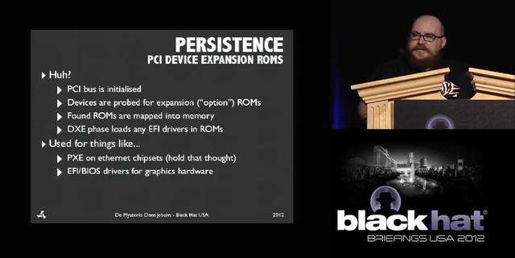The DXE phase loads any drivers that have been found in expansion ROMs. This is used for things like PXE, and also graphics hardware, so that the graphics card can provide a driver to the BIOS or UEFI in order for it to communicate with the graphics card in the pre-boot environment and actually have a graphical console. Another common one is SATA adapters, which might have an option ROM to provide a driver so that disks connected to the SATA adapter can be communicated with from EFI or from BIOS, so you can boot off them.